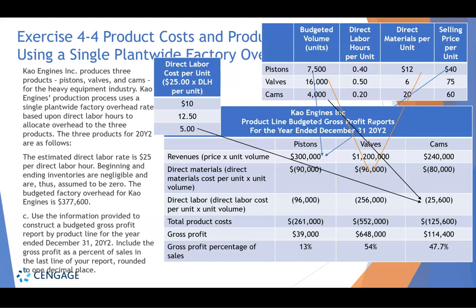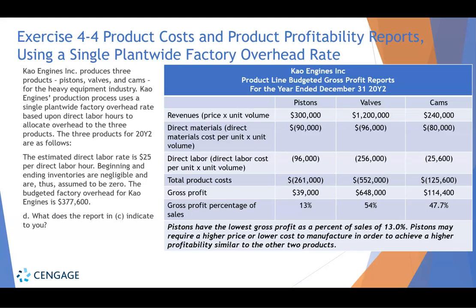But what do we learn from this? You see the valves and the cams have a pretty good gross profit percentage, 54 and 48, but the pistons have the lowest gross profit as a percent of sales, 13%. Now, it could be a lot of things. It could be that they need to find a way to make them cheaper. It could be they maybe need to be priced higher. And it's possible the factory overhead could play into this costing that might not necessarily be realistic. I don't know. But bottom line is, based on this, the pistons truly have a very low profit.